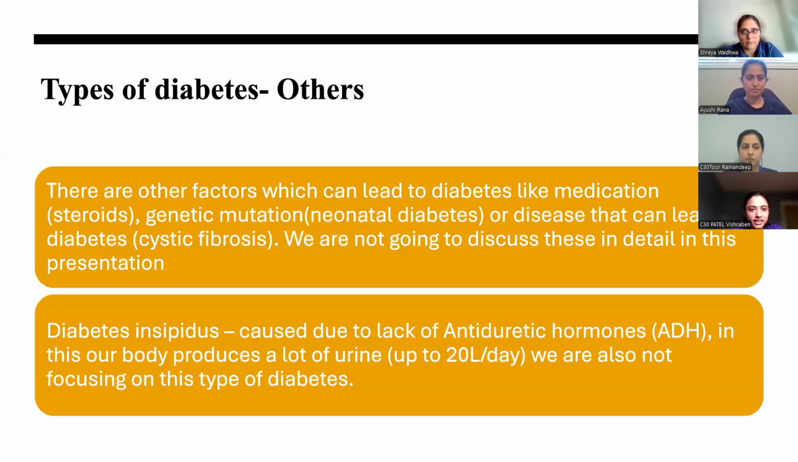There are other factors which can lead to diabetes, like medication, genetic mutation, or disease. We are not going to discuss this in detail in this presentation. Diabetes insipidus is caused by a lack of antidiuretic hormone. In this, our body produces a lot of urine, up to 20 liters per day. We are also not focusing on this type of diabetes.